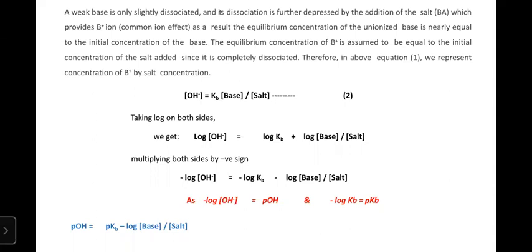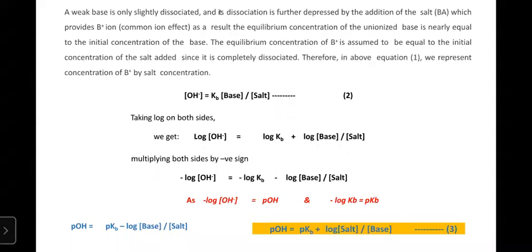Or else you just rearrange this equation. What you will get is pOH equal to pKb plus log of salt by base. This, called equation number 3, is nothing but the Henderson-Hasselbalch equation for a basic buffer. For an acidic buffer, pH is equal to pKa plus log of salt by acid. Here pOH is equal to pKb plus log of salt by base. Got it? Any doubts in that?